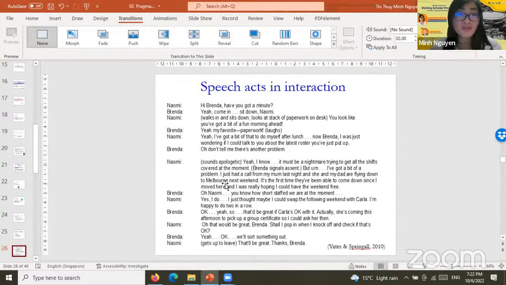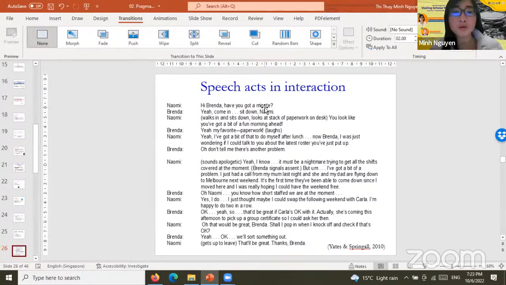In my culture, for example, making requests is not really considered highly imposing, because we are a collectively oriented culture, and we tend to help each other, and time is not considered so precious. So we don't have to do so much beating around the bush when we make requests. But in English, because requesting is considered very imposing, people don't produce it immediately. If you look at the first turn, Naomi says, "Hi Brenda, have you got a minute?" This is to prepare Brenda for the upcoming request.